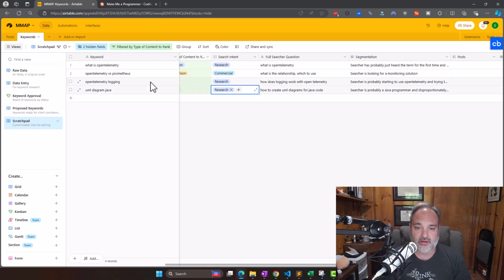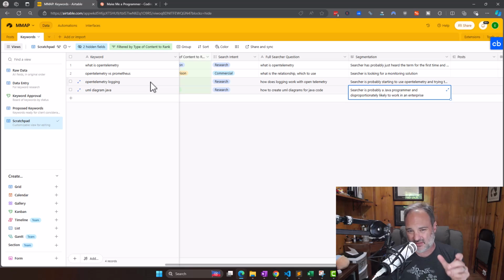In other situations, you might have really tight segmentation. So if somebody is Googling UML diagram Java, what they're probably asking is, how do I create UML diagrams for Java code or Java applications? And we can actually deduce a fair amount about this searcher on average. You never know, there might be outliers, but this is probably a Java programmer. And I'm saying they're disproportionately likely to work in an enterprise, because in my travels, that is generally the only place you see people creating UML diagrams.